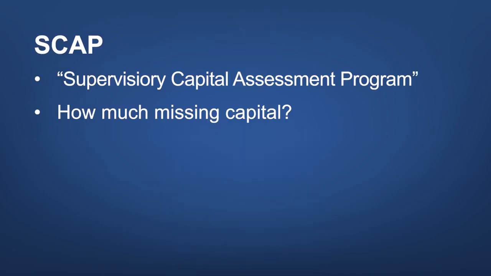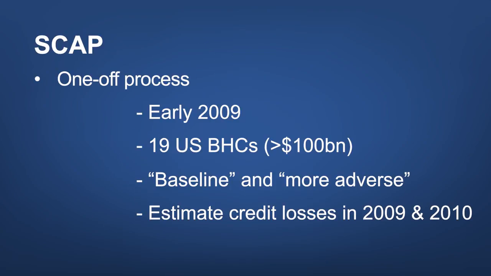The Supervisory Capital Assessment Program, or SCAP, was the first stress test administered in the US. It was conducted during a financial crisis in early 2009 to evaluate the missing capital in the banking system. It answered the question, how much more loss-bearing capacity does each bank need to survive? This was a one-off process. It involved 19 of the biggest banks.